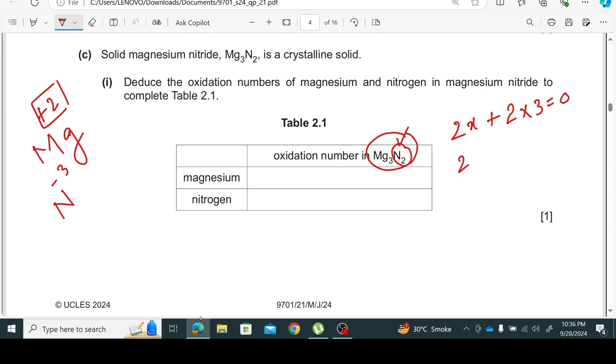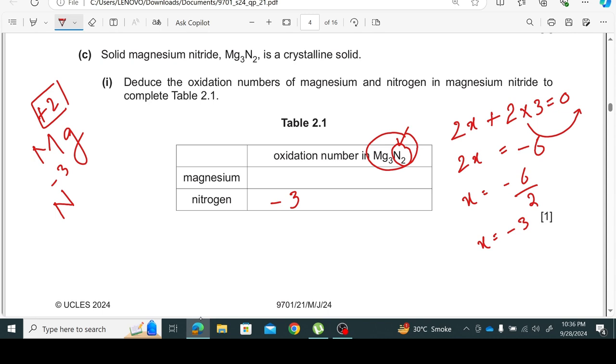So 2x, we have to find this 2x, it will become equal to, look, 3 2s are 6, and this 6 will move here. So the positive value will become negative. It will become negative 6. 3 2s are positive 6, but when you move it to this side, it will become negative 6. So your x will become negative 6 over 2. So your answer of x will be negative 3. So it means the charge on nitrogen is negative 3.